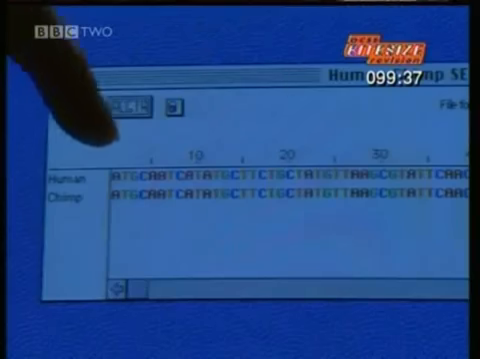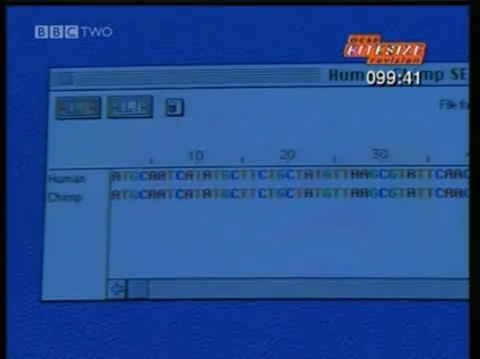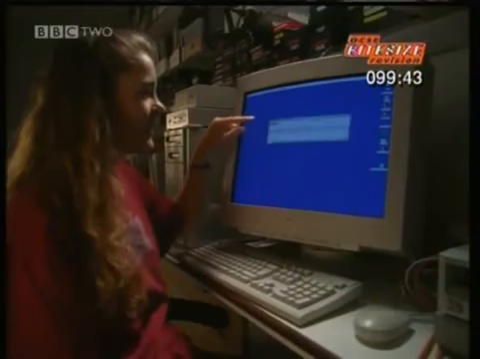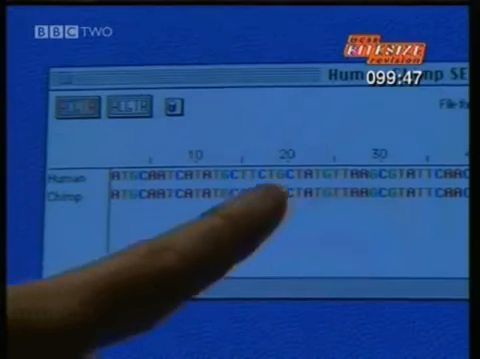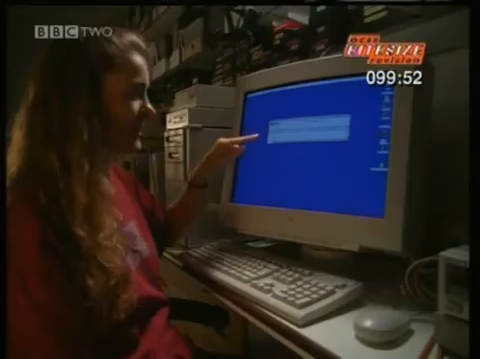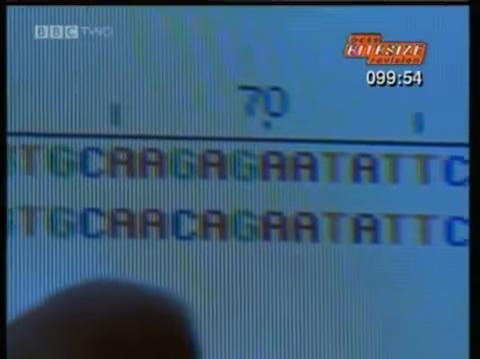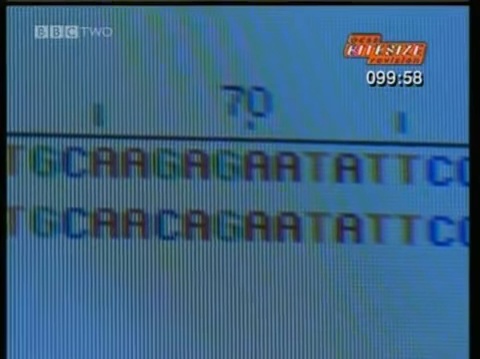The top line of letters here is what my own genetic code looks like, though it's only a small part of my DNA. We can compare this with the genetic code of a chimpanzee here along the bottom. The two sets of DNA are very similar. In fact, there's only one change here in the stretches of letters that we have here on the screen.